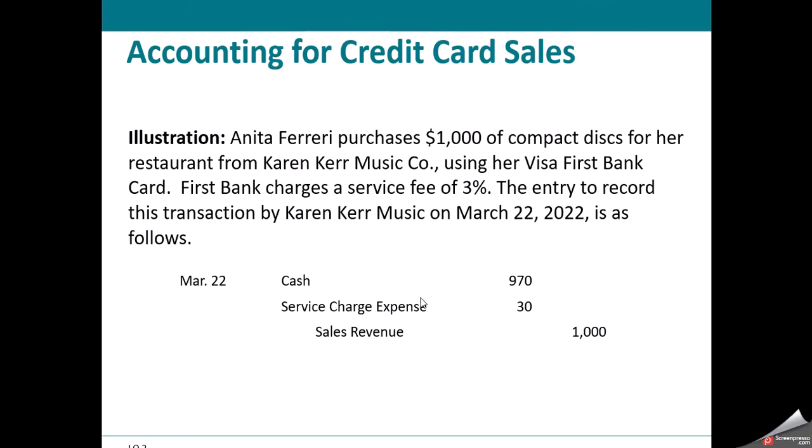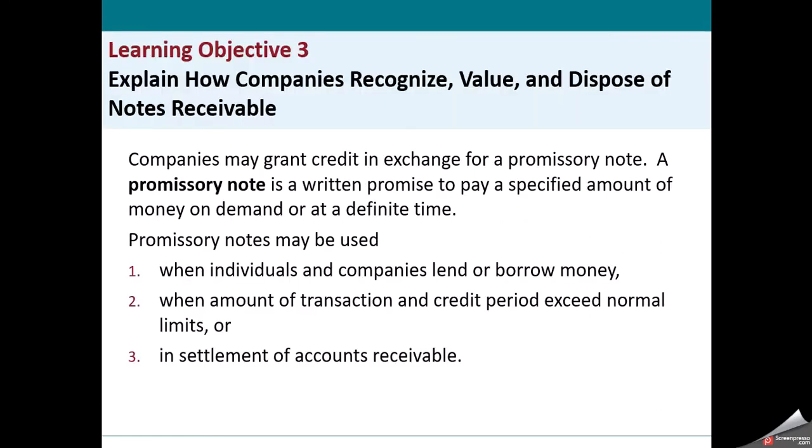So that service charge expense is going to be 3% times the amount that they charge, or $30, and then they'll have sales revenue of $1,000. So again, they're recording the gross sale of the product, but then they're accounting for that bank fee as a separate service charge expense.